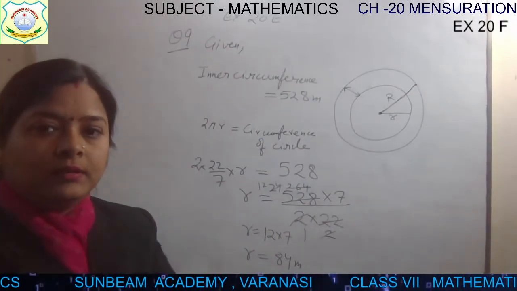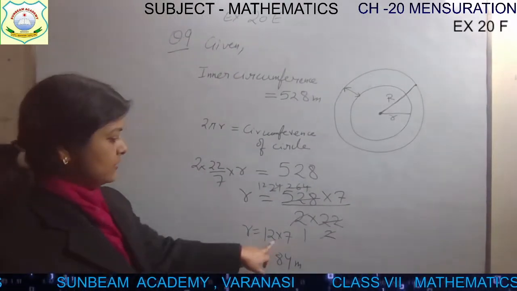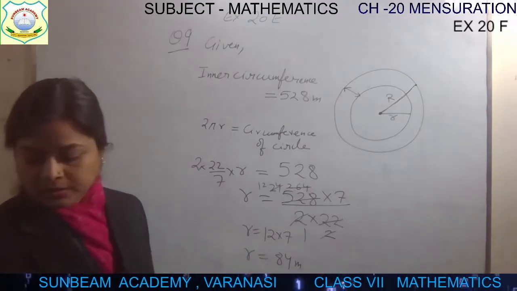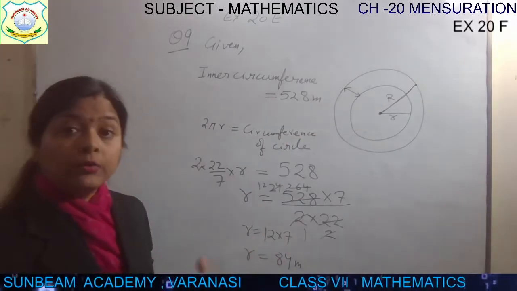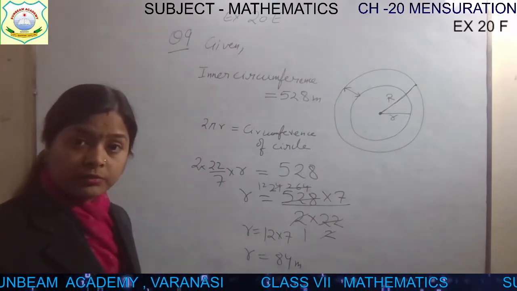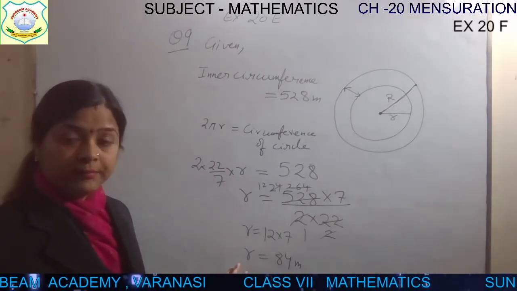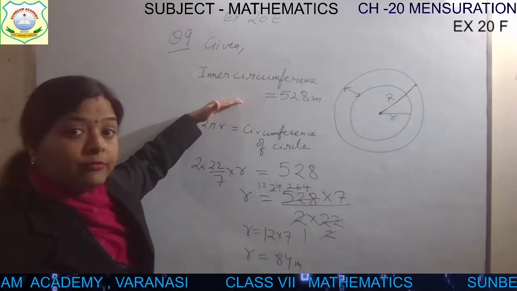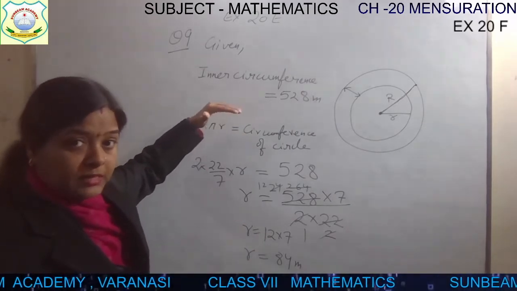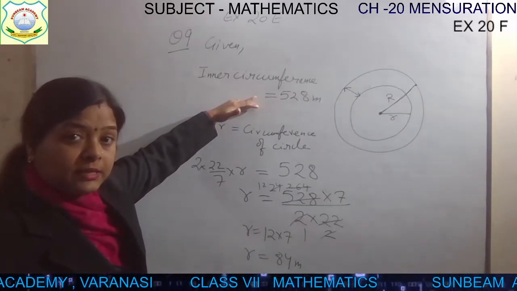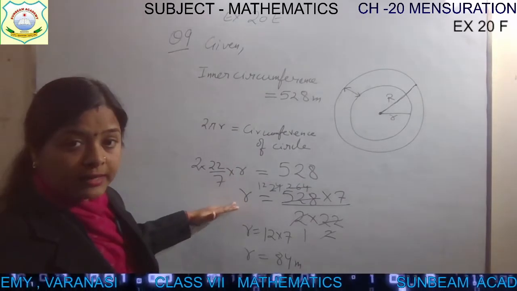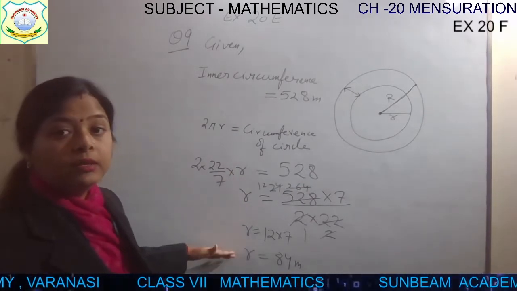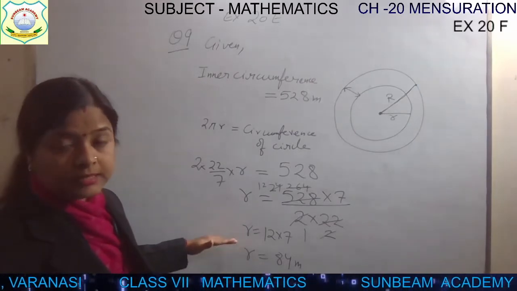See this, 84 meters. 12 sevens are 84. Now next part, let's find out the outer radius, because the outer circumference is also given to us. Still our question is incomplete, children. We are finding it step by step. The circumference of the inner circle is given to us, so first of all we have to find the value of small r, that is the inner radius.